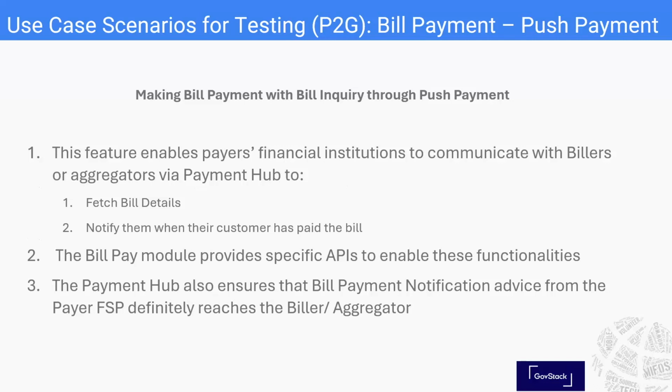So first of all, we have two types of bill payment options. The first one that we'll be talking about is the bill payment through push payment. And this bill payment particularly involves the bill inquiry call as well. So we'll look at the scenario of how a bill inquiry is initiated through a payer DFSP, how that inquiry goes to the biller or aggregator via the payment hub through the bill pay module that we have, and how it returns the bill inquiry.